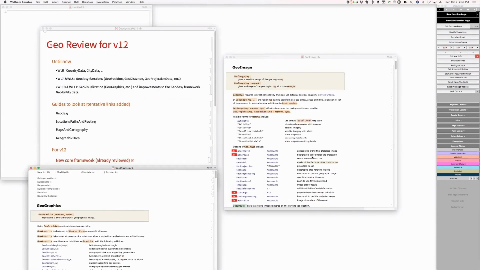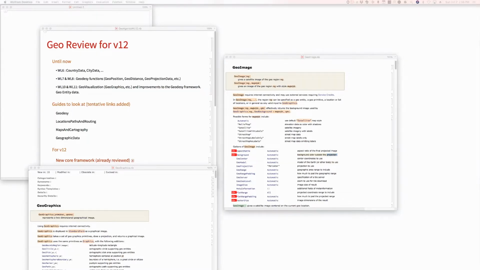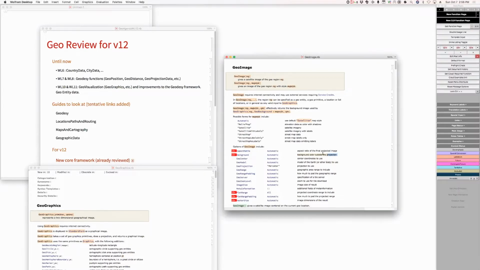Okay, so background color outside the projection. I would prefer outside the world. Outside the world is just a really weird thing to say, if I might say so. But the projection is not something geometric that you can be inside. Outside the projected coordinate system? Outside the projected map? Yeah, that's a good one. That's good. Okay.